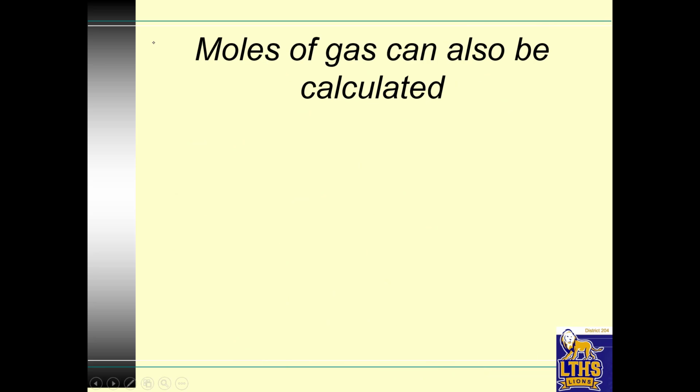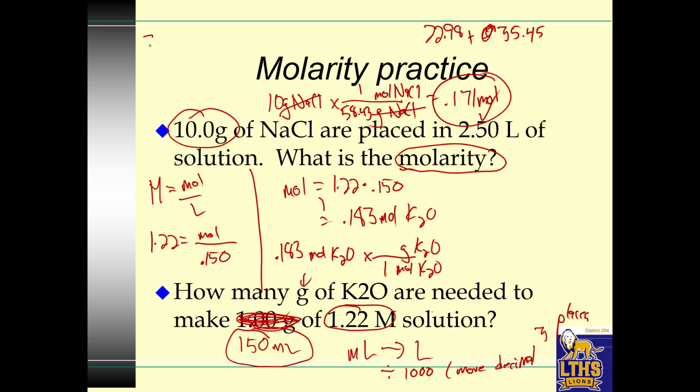and for K, I go to the periodic table. K is, I hope, 39.10, and O is 16. Now if I have 39.10, I have 2 times that. So 2 times 39.10 plus 16 is 94.2. Remember, I'm getting this from the periodic table. So 0.183 times 94.2 is everybody's favorite answer of 17.24, 17.2 grams of K2O.